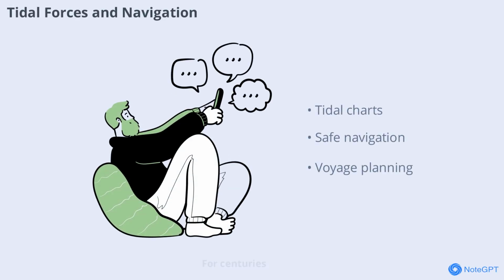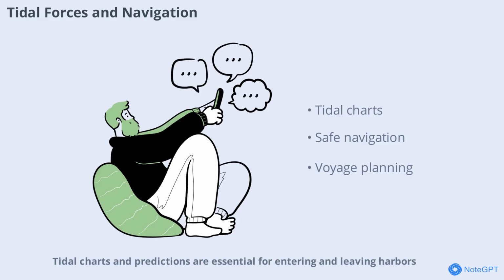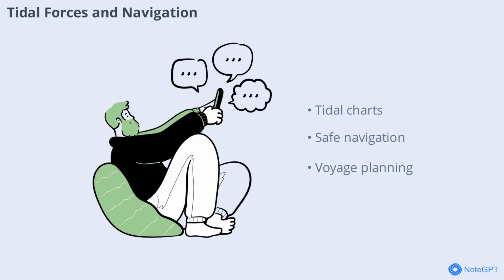For centuries, sailors have relied on their understanding of tides for safe navigation. Tidal charts and predictions are essential for entering and leaving harbors, avoiding hazards, and planning voyages. The regularity of tidal cycles, governed by celestial mechanics, has made them a reliable tool for human exploration.